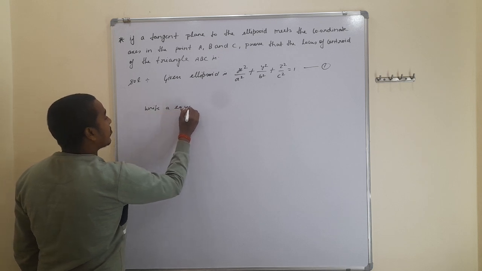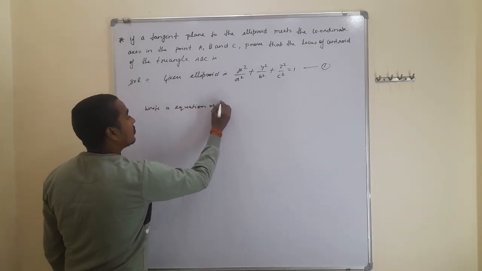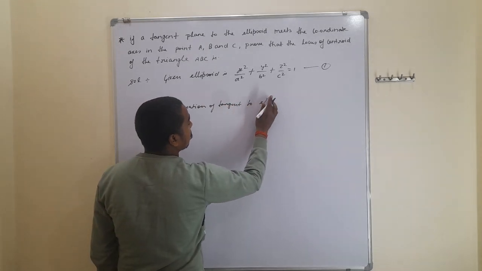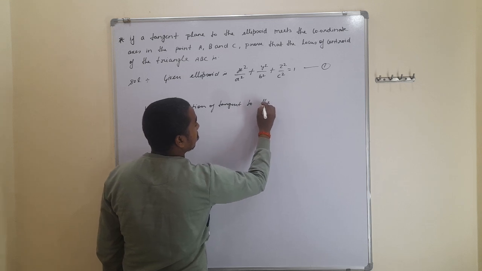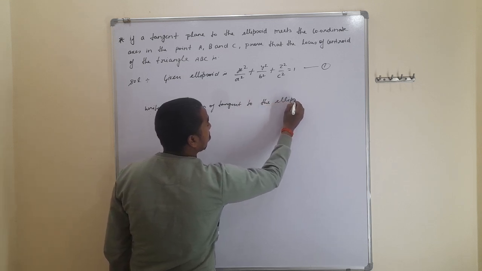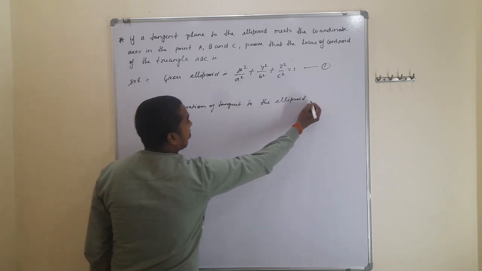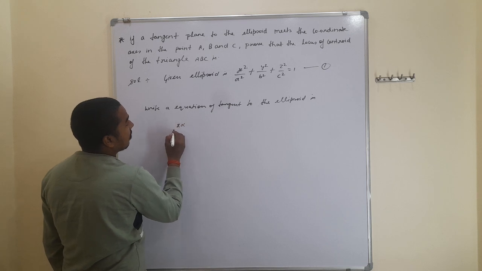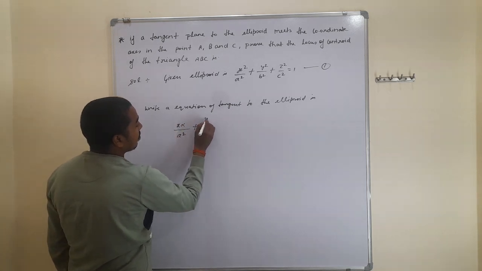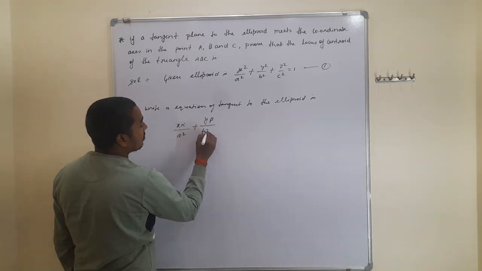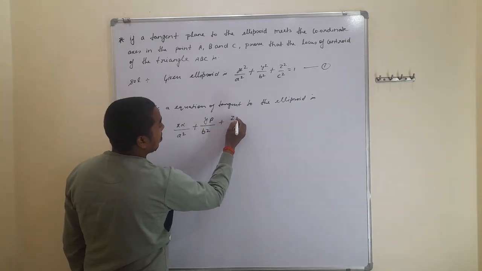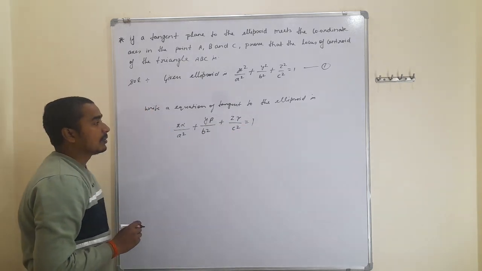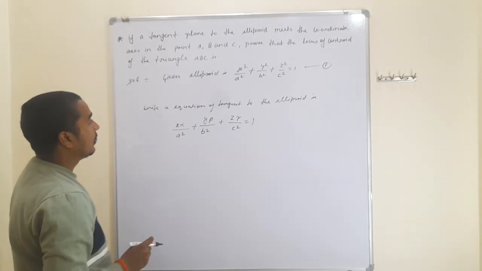Write the equation of tangent to the ellipsoid. That is, x alpha upon a square plus y beta upon b square plus z gamma upon c square. This is the tangent equation of the given ellipsoid.